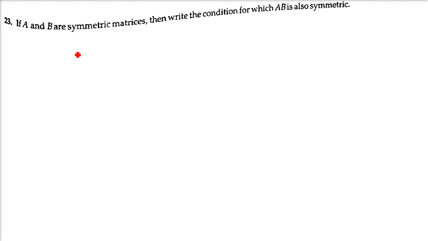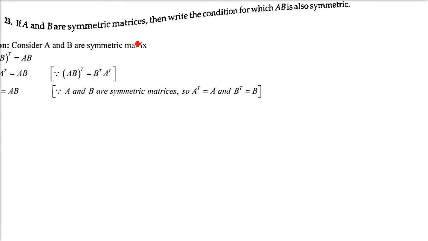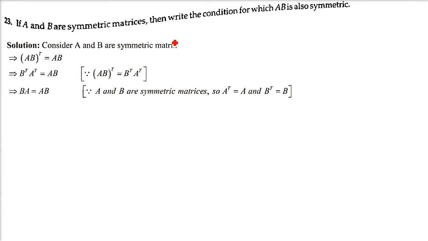If A and B are symmetric matrices, then write the condition for which A into B is also symmetric. So the matrices are given, AB, but also given A is symmetric, that is A transpose will come as A. B is also symmetric, so B transpose will come as B. Now write the condition for which AB is also symmetric. AB will be symmetric when the transpose of AB is going to be AB. Same thing will come.